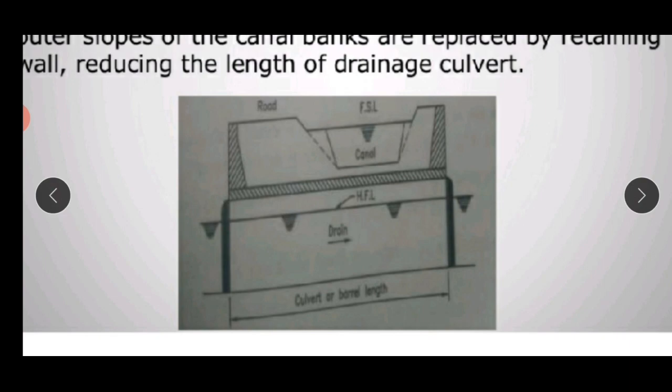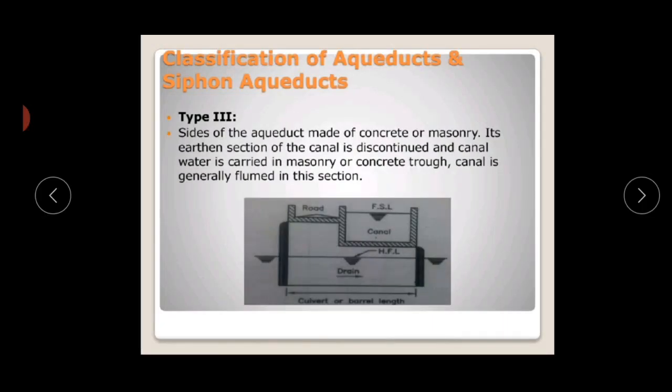Okay, next we move on to type 3. Here in this type the earthen section of the canal is discontinued and the canal water is carried in a masonry or a concrete trough. So this is your drain and here this is your canal. Here there is no earthen bund. You can see there is no earthen bund.